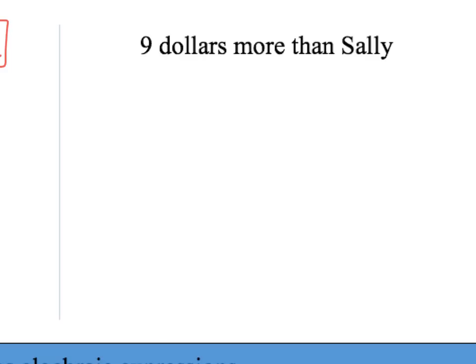It says $9 more than Sally. So I'm going to underline the words more than. I know that more than from the vocabulary slide means plus. And if I write it this way, it's going to say 9 more than Sally. I'm going to call Sally S because I don't know how much money Sally has. So most people want to stop after solving it like this.